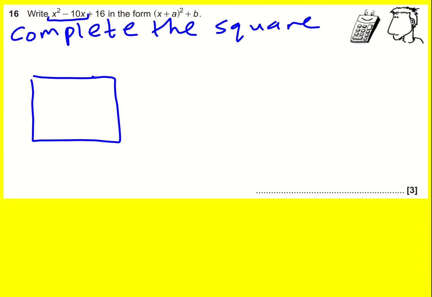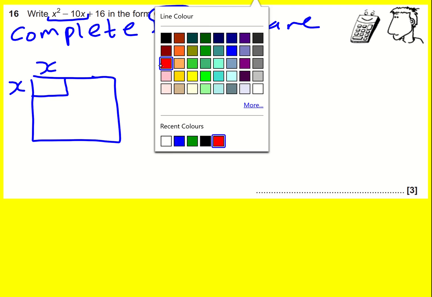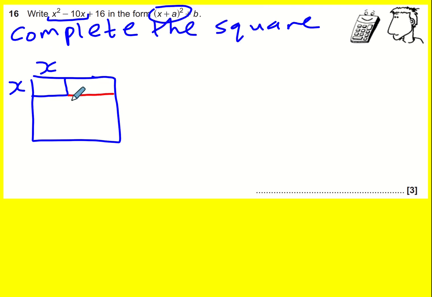At the moment, I don't have a square. I want something that looks a bit like this on the right. What I do have is an x squared, however, so I'm going to start constructing my square using that. And now to carry it on, I'm going to draw little lines here and here. Now here I've got my x squared, and then I want my minus 10x.